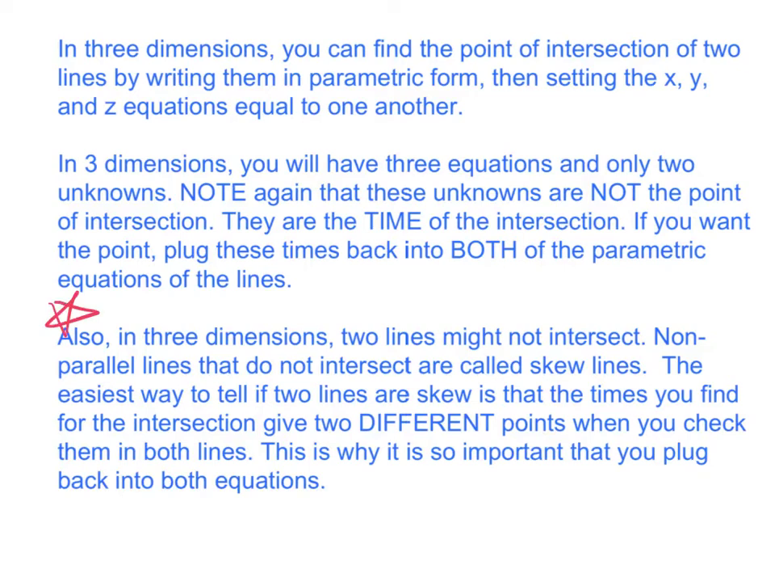In 3 dimensions, the 2 lines might not intersect. They're called skew lines. You can have 2 lines that are not parallel, but don't touch one another. The easiest way to tell if 2 lines are skew is that the times you find will give you different points when you check them in both lines. Like you're going to think you found the times of intersection, but when you actually check them, you're going to get 2 different points. If you don't get the same point in both checks, they were probably skew lines, that or you made a little mistake. So that's why it's so important that you plug back into both equations. Okay? So I've got 2 examples of that. We'll get to those now.